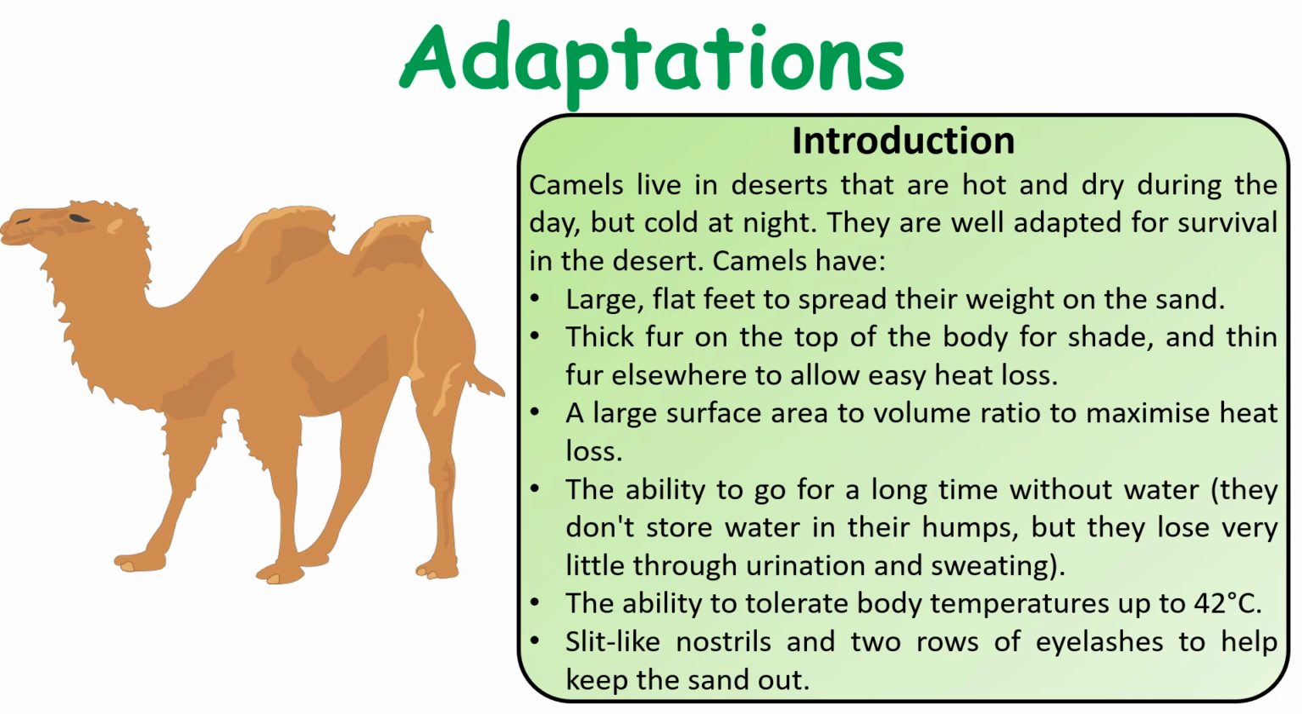So some of the adaptations that camels have are large, wide feet to stop them sinking down into the sand. They've got thick fur on top, which will help shade the body. They've got thinner fur underneath, so it's easier for heat to be lost elsewhere. They have a large surface area to volume ratio, which will help maximize heat loss.